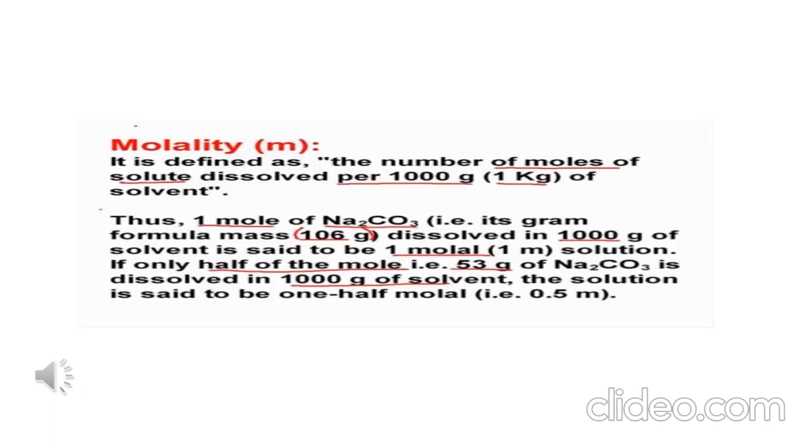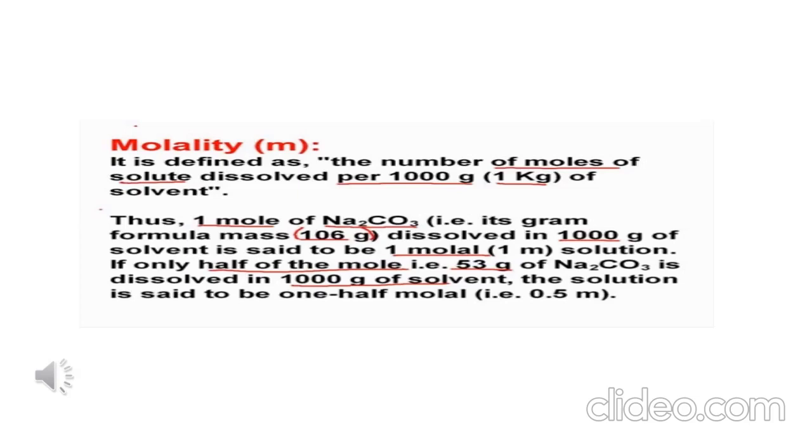Another important concentration term, molality, can be defined as the number of moles of solute that is dissolved in 1000 grams or 1 kg of the solvent. Here we have to consider the mass of the solvent in kg. For example, if 1 mole of sodium carbonate, whose molecular mass is 106 grams, is dissolved in 1000 grams of the solvent, then it is said to be a 1 molal solution.